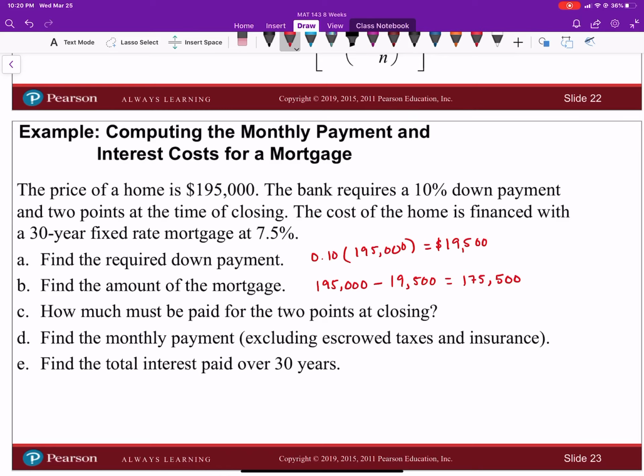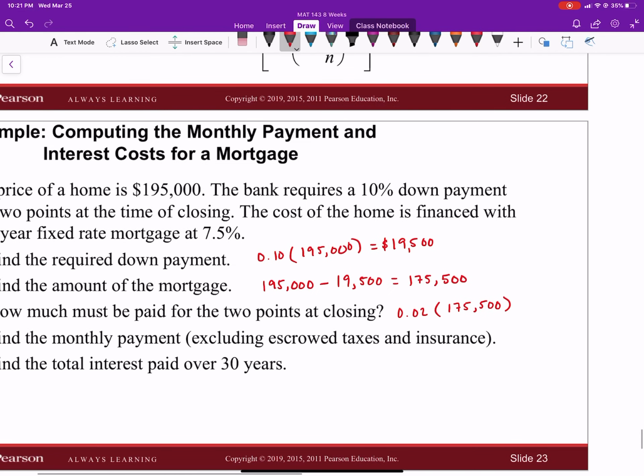So now for part C, we have to figure out how much must be paid for the 2 points at closing. To figure that out, we know that we have to find 2% of 175,500. So we multiply 0.02 times 175,500. Once we multiply that, we should get roughly $3,510. So that's what you're going to have at closing.